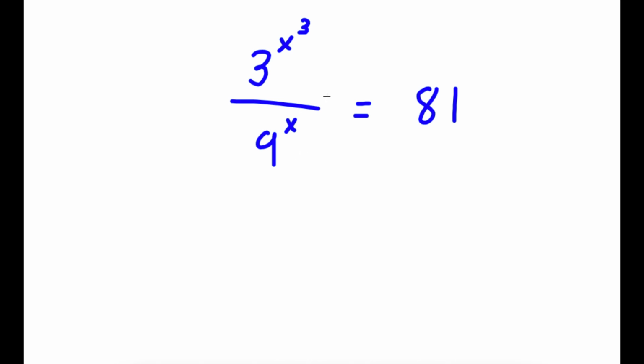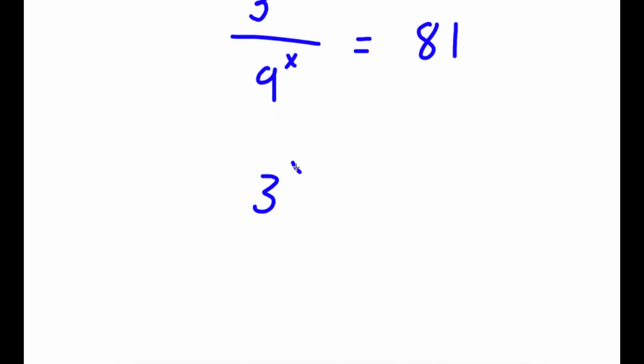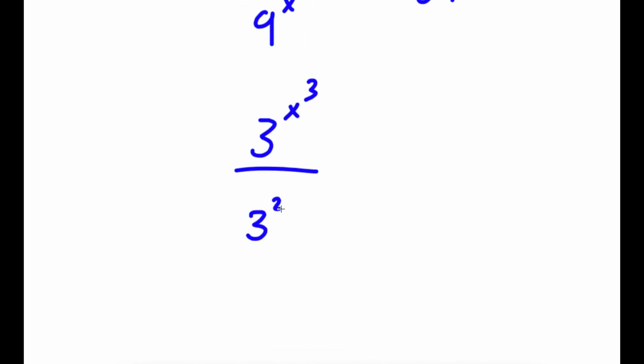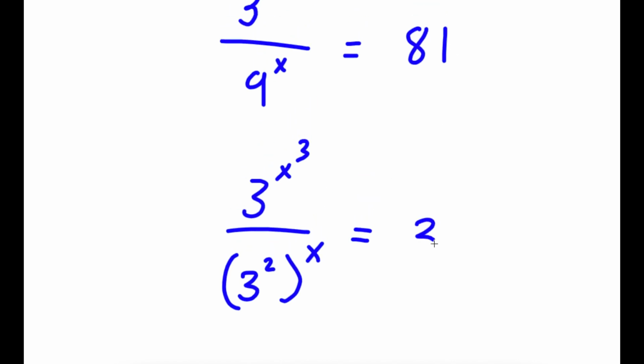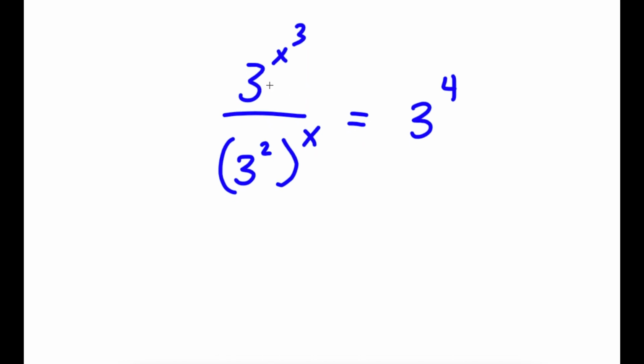Alright, so in this problem, I have 3x to the power of 3, 3 to the power of x to the power of 3 over 9 to the power of x is equal to 81. So to start, I'm going to first rewrite all of these terms. I'm going to rewrite 9 to the power of x as 3 squared to the power of x. And 81, I'm going to rewrite as 3 to the power of 4. The reason I did this is because now all my bases for my terms here are 3.